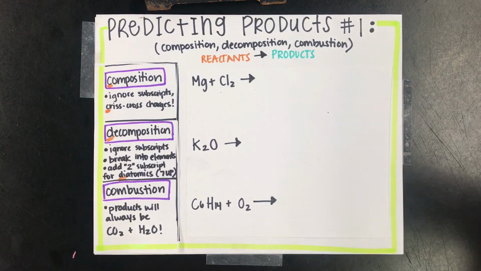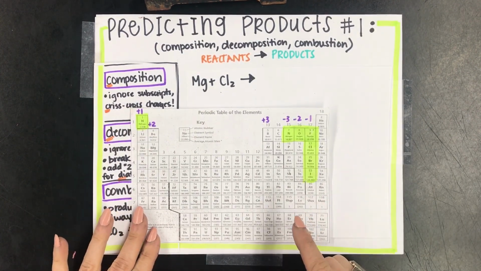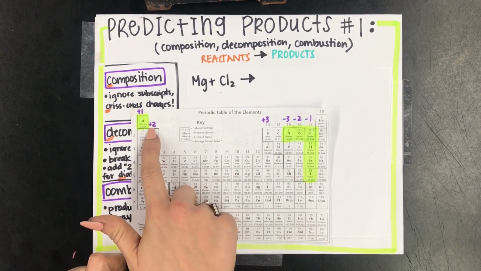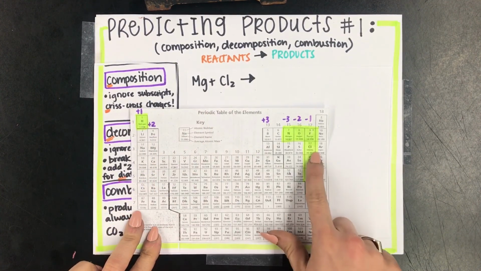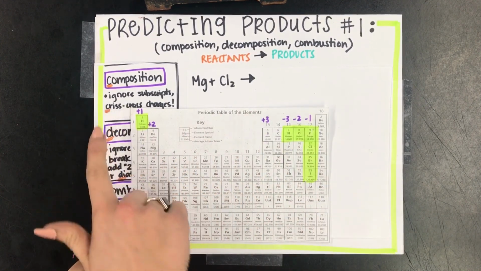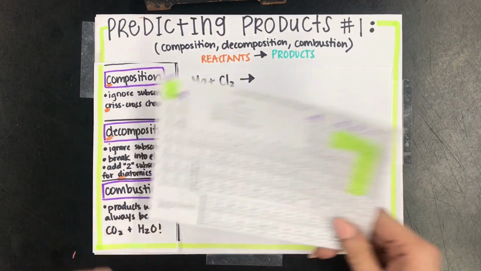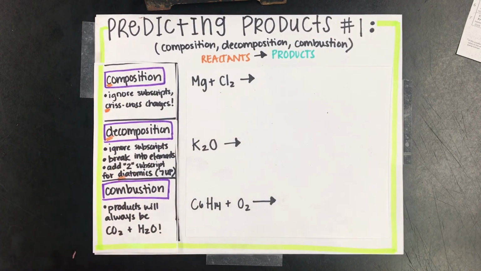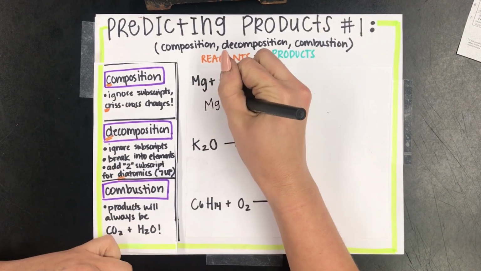And when I say charges, again, in this first one, it requires you to know the charges of each of the groups. So magnesium has a positive 2 charge and it becomes an ion. Chlorine, a negative 1 charge. So when I say ignore subscripts and crisscross charges, I'm talking about these up here. What group they're in and how many valence electrons they have will tell us the charge. So, magnesium, positive 2 charge.